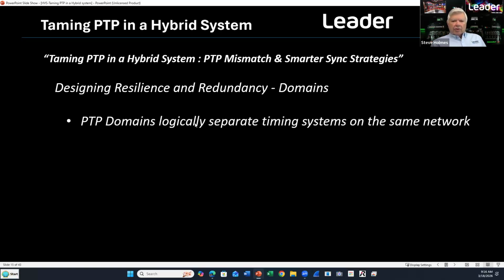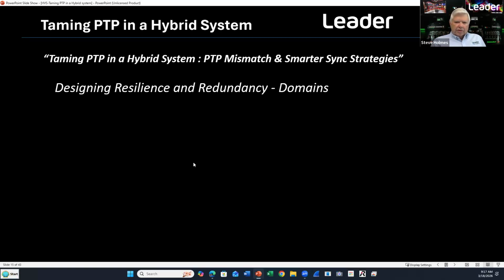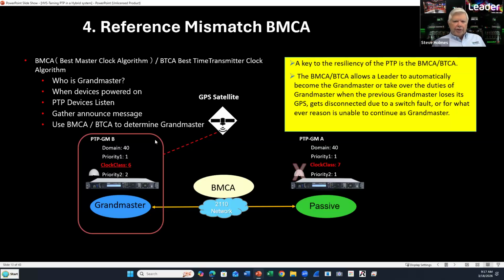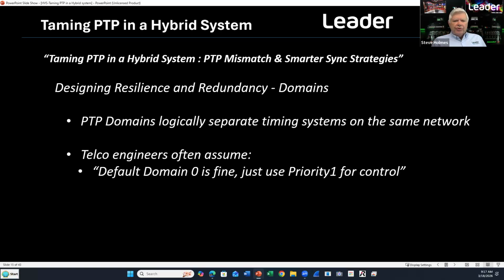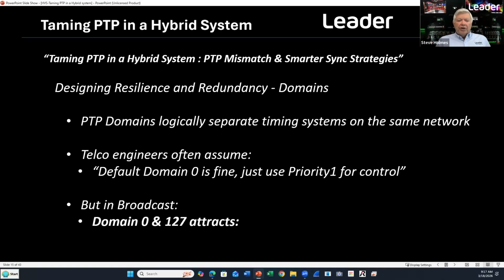So the domains of the system, if you look on this, this was domain 40, this was domain 40. Domains are like a VLAN. It's just a way to separate traffic. And you can pick any number that you want, as long as you really stay away from two different domains. You want to stay away from domain 0, and you want to stay away from domain 127.